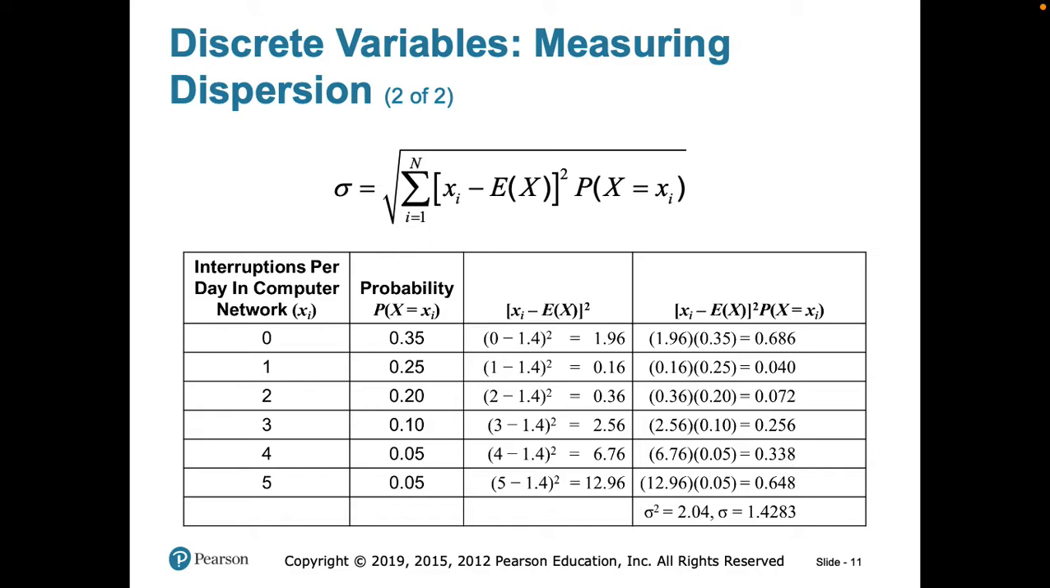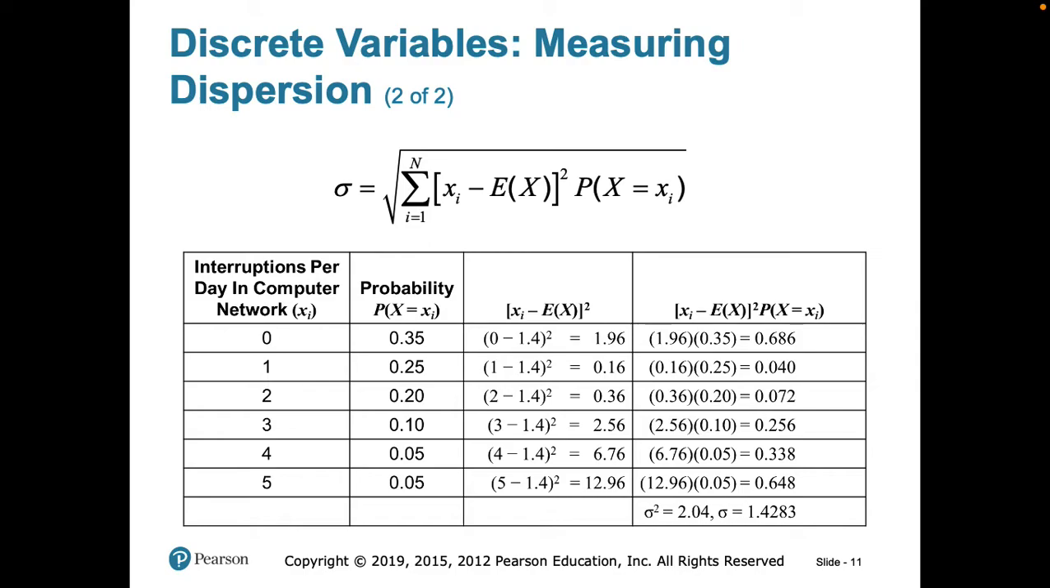Once you get that 1.96, all you have to do is multiply the 1.96 times the probability of that event happening. In this case, it is 0.35. And once you do the multiplication, you get 0.686. You do all of those, and that's how you will get your variance. In this case, our variance will be 2.04.